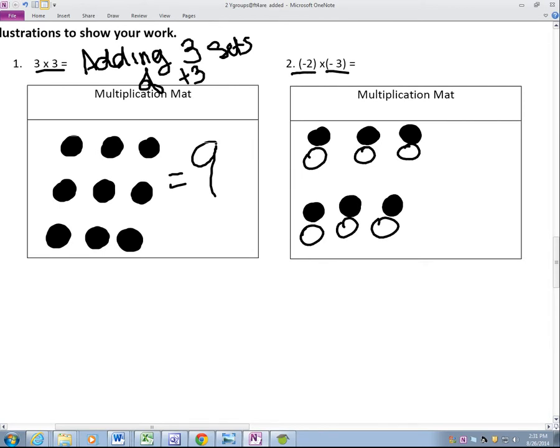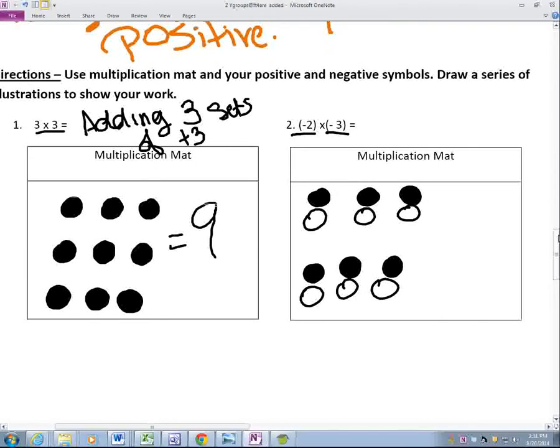What is the story for number 2? Here was the story for number 1, adding 3 sets of plus 3. What's the story for it? Yes?